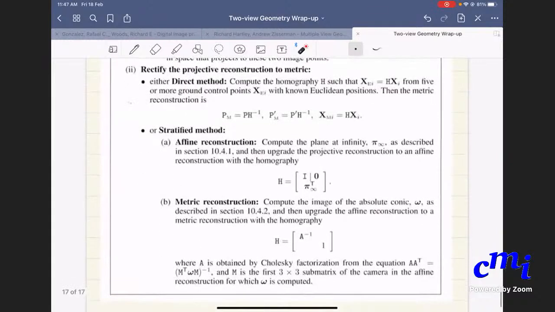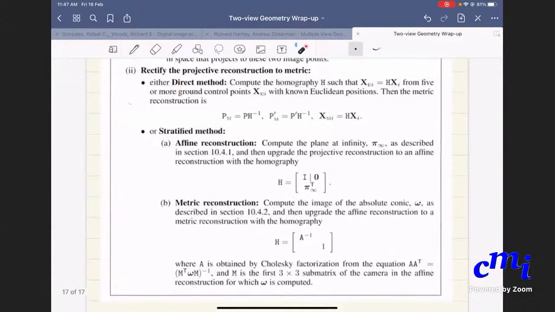This can be done in two ways. There is a direct method, and I'm not going through the details, and there is a stratified method which consists of two steps. In this way one can get rid of the projective ambiguity, and then you are left with similarity. You will get a reconstruction which is good up to a similarity transformation, and that is called a metric reconstruction.